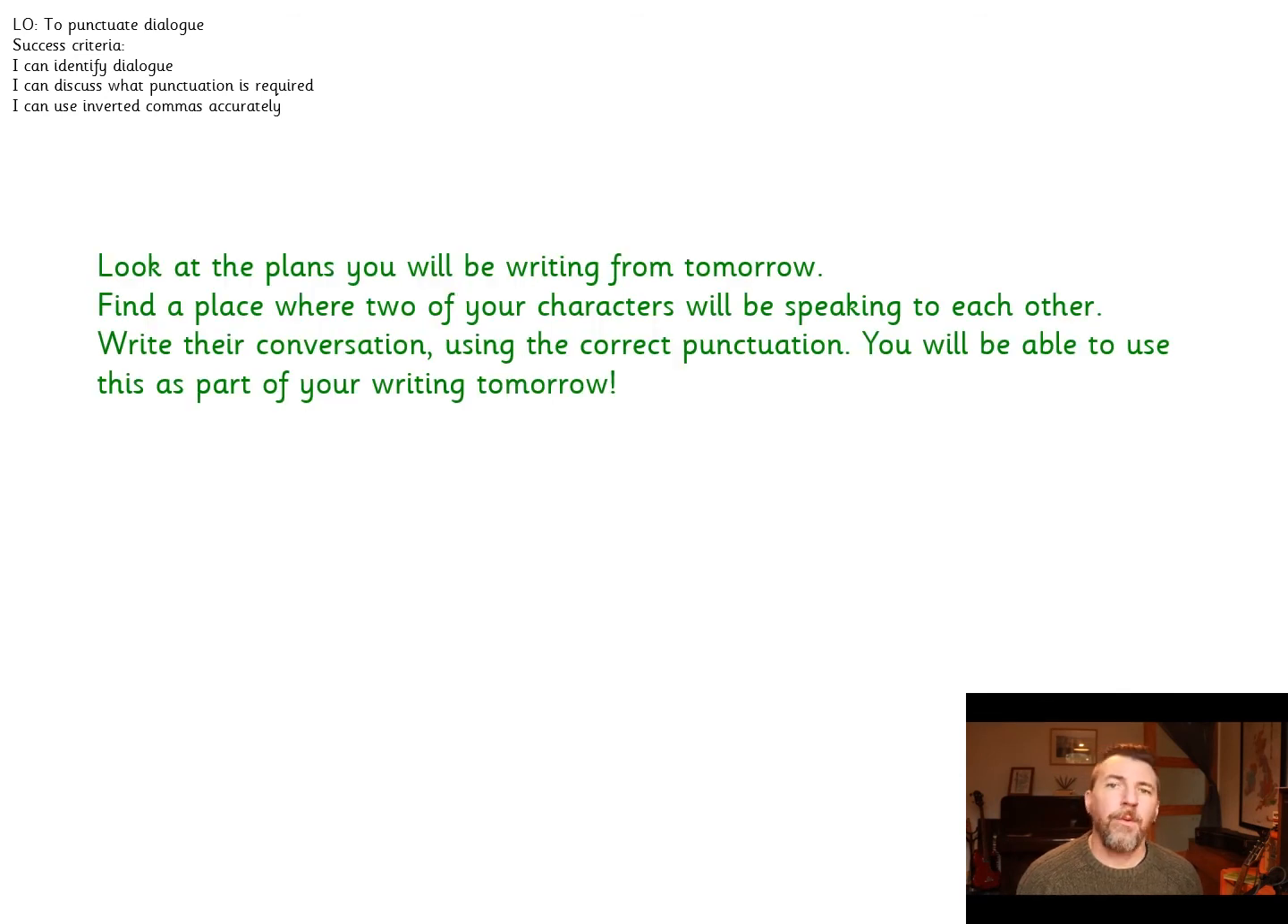So all we need to do is look at the plans that you made yesterday for the writing you're going to do tomorrow. Find a part of your story where you think the characters are going to speak to each other and write their conversation using the correct punctuation. Then tomorrow you'll be able to drop that conversation straight into your story, which will save you time, and you'll have had time to really check it through to make sure that punctuation is right.